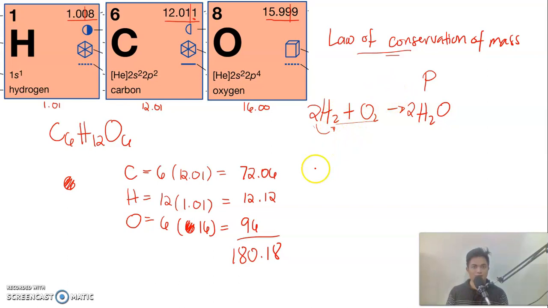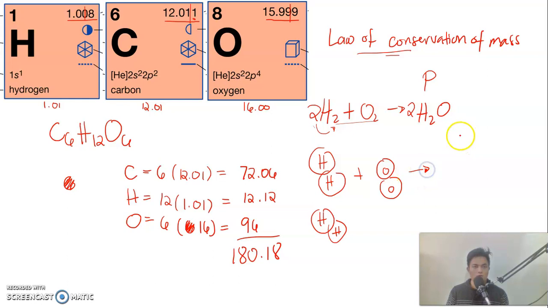So for example, if you have here 4 hydrogen, so you'll have here 2 hydrogen molecules and 1 oxygen molecule. You can create 2 dihydrogen oxide. So H-O-H, then you'll have H-O-H.